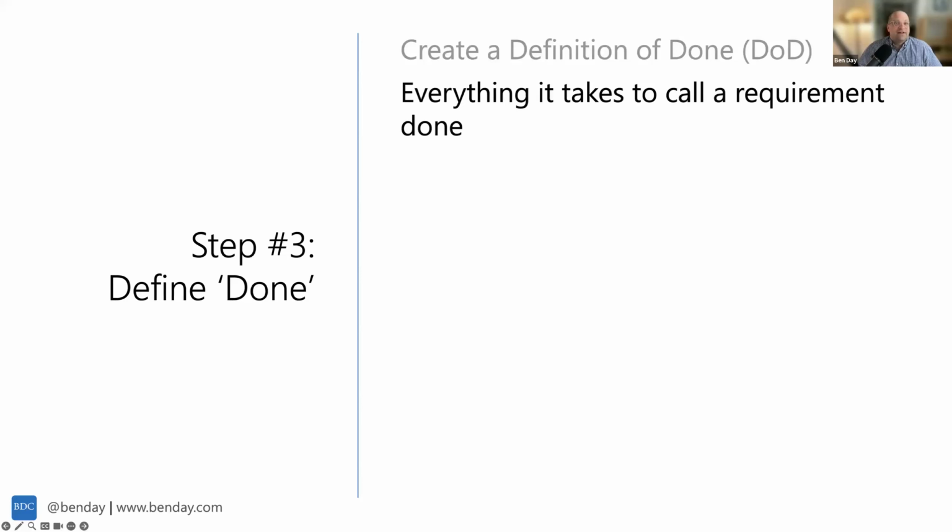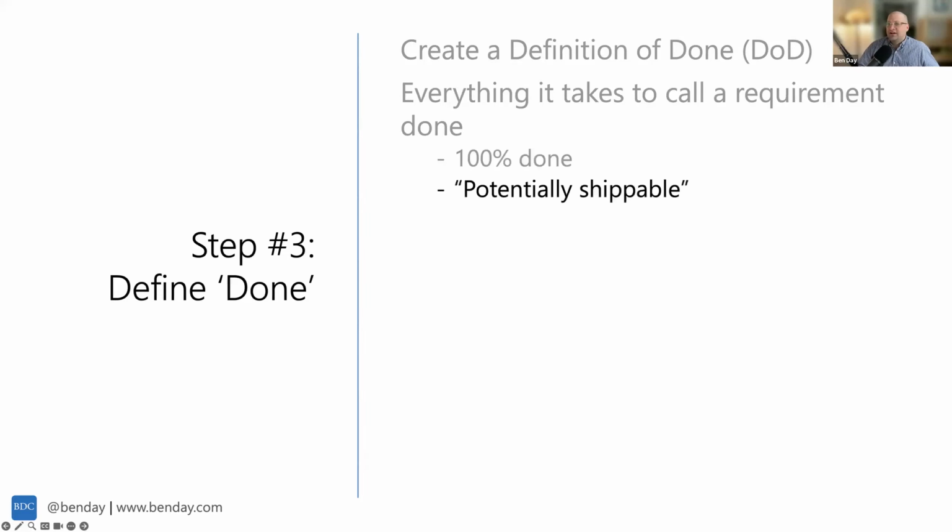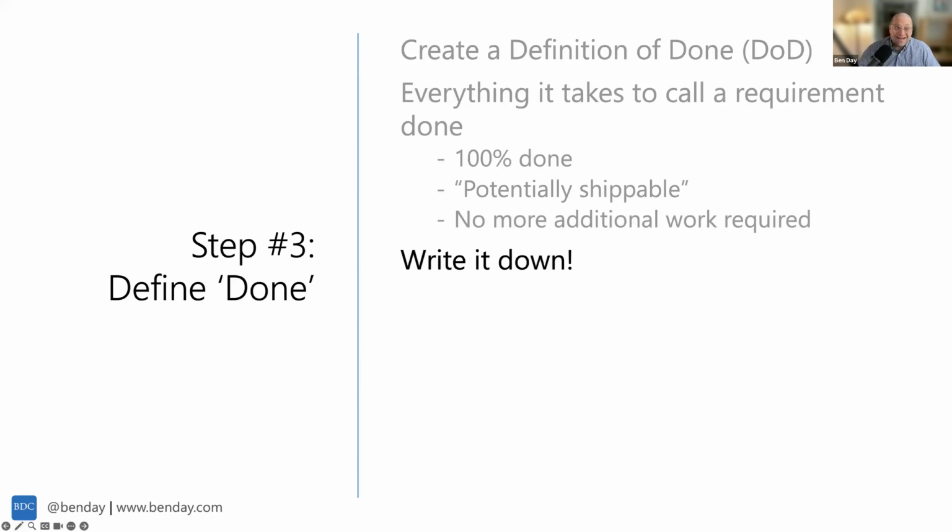So definition of done is everything that it takes to call a requirement done. So 100% done, potentially shippable, no additional work required. And what you're going to do is you're going to work with your team and you're going to write this down. Write down all the things that define what done means for you and your team. And you're going to discuss it regularly. At a minimum, you're going to discuss what your definition of done is and whether it's still up to date, probably at every sprint retrospective meeting.